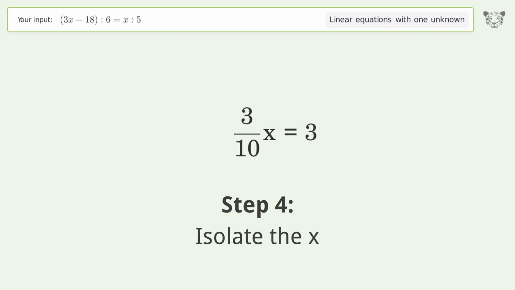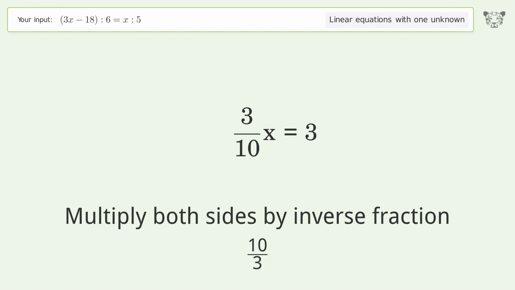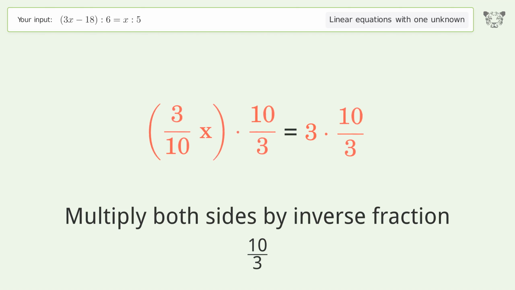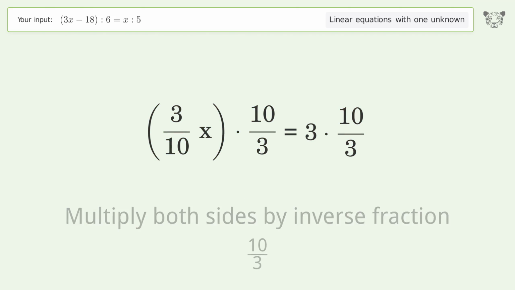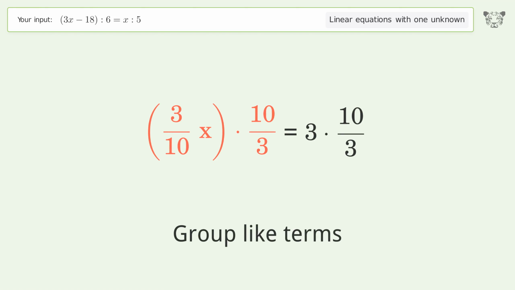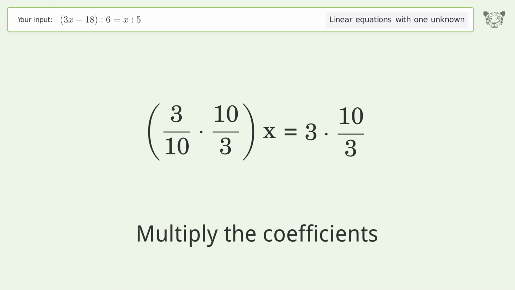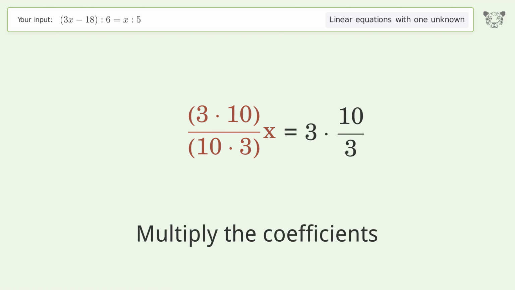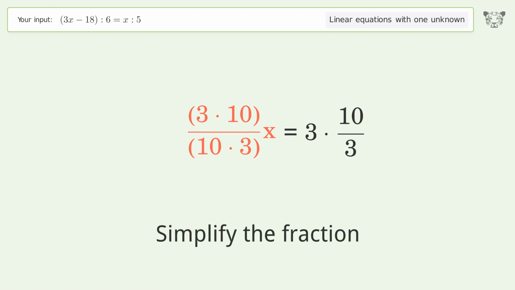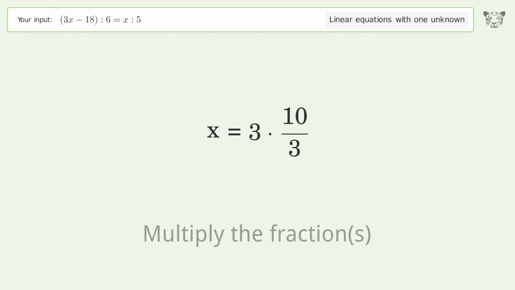Isolate the x. Multiply both sides by inverse fraction 10 over 3. Group like terms. Multiply the coefficients. Simplify the fraction. Multiply the fractions.